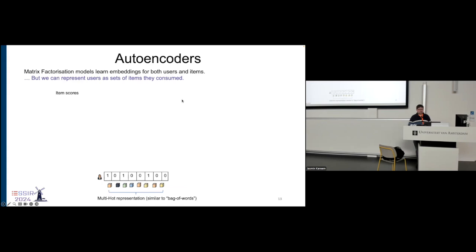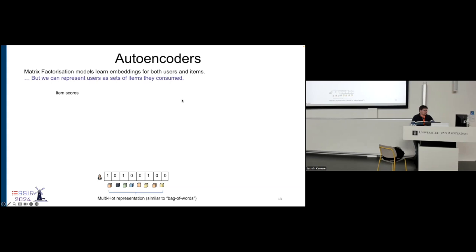So in matrix factorization models, we trained embeddings for two entities. We trained embeddings for users, and we trained embeddings for items. However, if you think that they are related to each other, if you think of the classic matrix factorization problem or classic recommender system task, the only thing we know about a user is the items that the user interacted with, right? So do we really need to train embeddings for both?